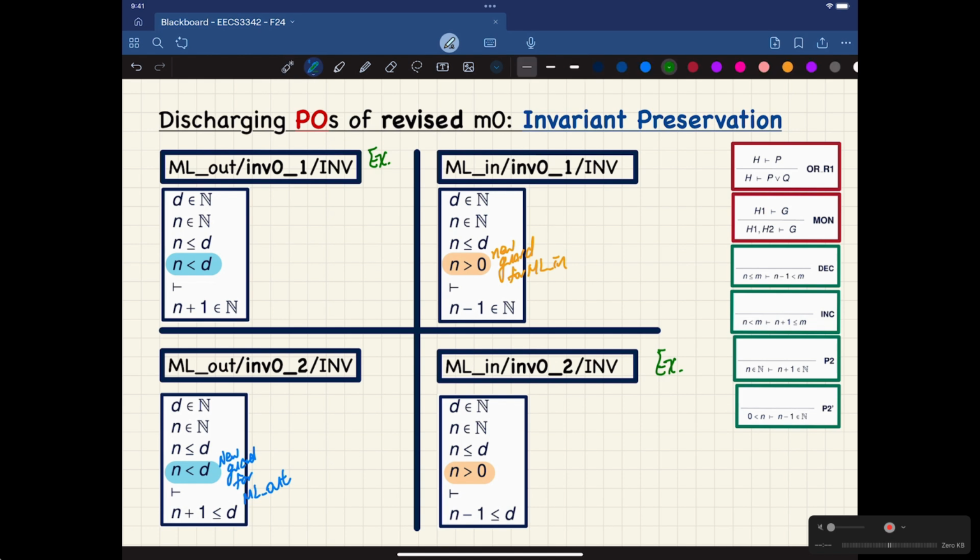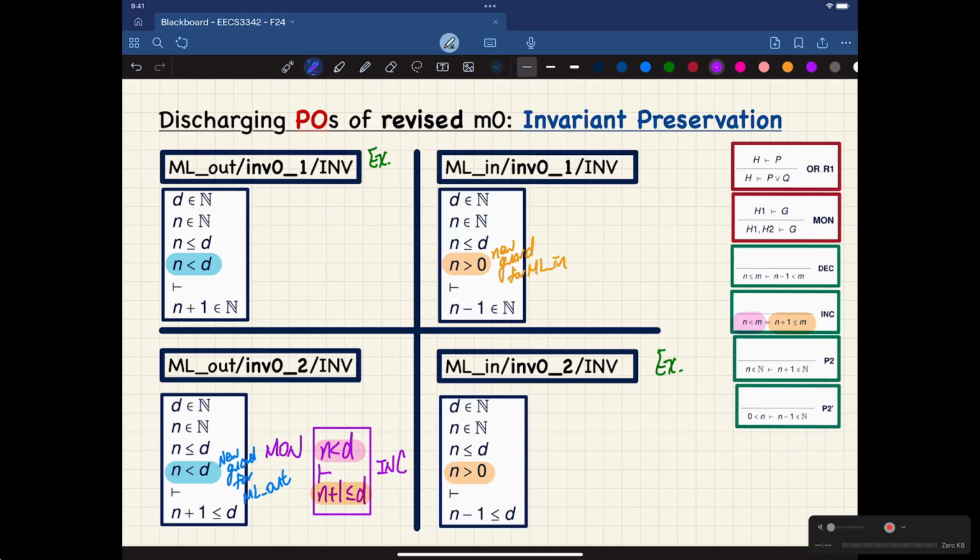All right, so for this one here, we're going to apply monotonicity over here. And then we get n less than d, turnstile, n plus 1 less than or equal to d. And based on this, you can see n less than d corresponds to n less than n here. n plus 1 less than or equal to d corresponds to n plus 1 less than or equal to n. So that's why we can apply increment. All right? Pretty straightforward.